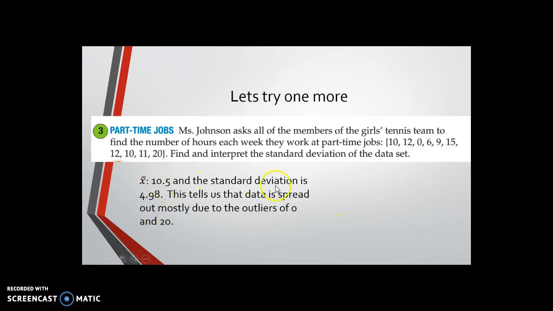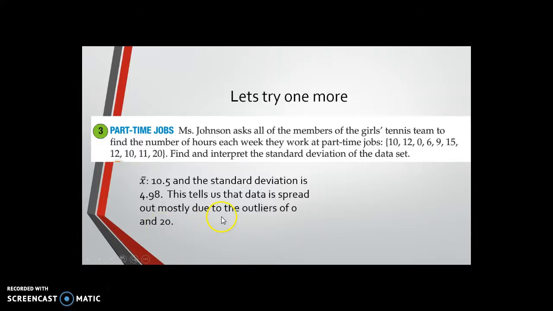So we got 10.5 for our average, and the standard deviation was 4.98. The data was spread out mostly due to those two outliers of 0 and 20. Okay, so that's what we were looking at there.